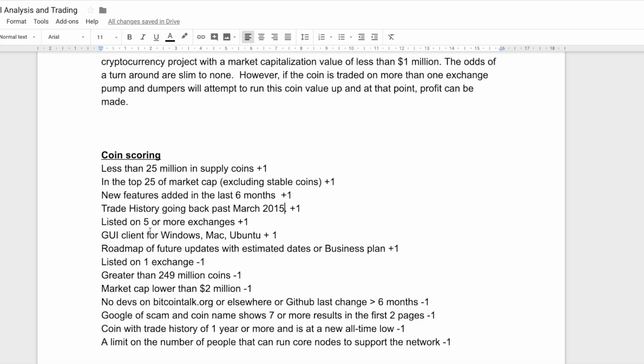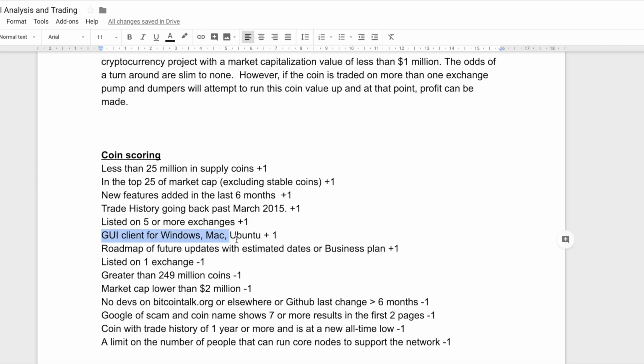So you've got a little bit of history to figure out whether or not this coin is going someplace. Listed on 5 or more exchanges. If your coin is listed on 5 or more exchanges, it deserves a +1 for sure, because it means that the coin is most likely not some sort of scam, and it's going to be going places.